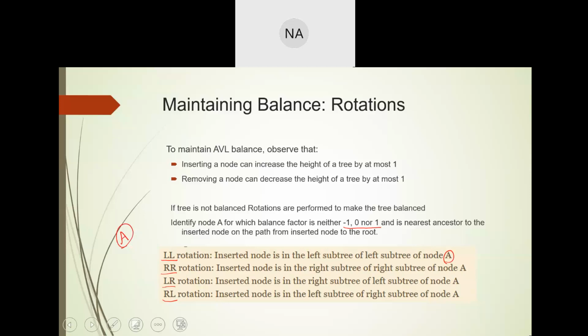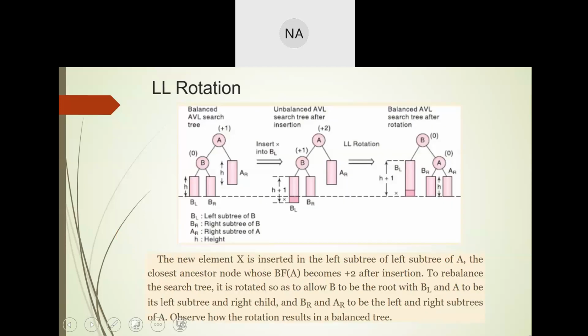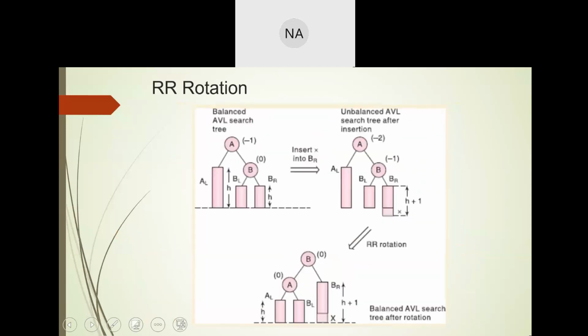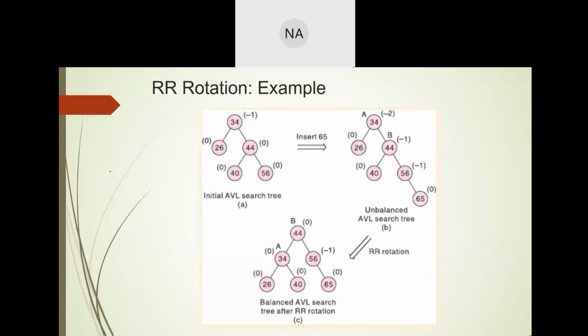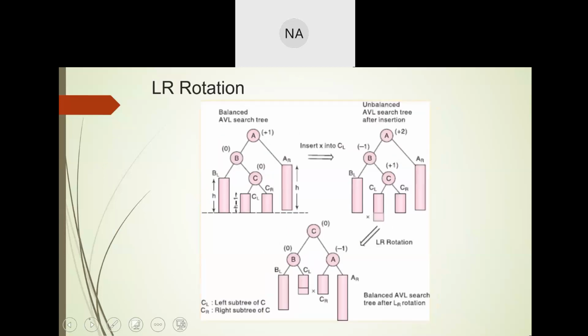So we have discussed LL and RR rotation. Now LR rotation. In the LR rotation, the inserted node is in the right subtree of the left subtree of the node A. For example, see this tree.